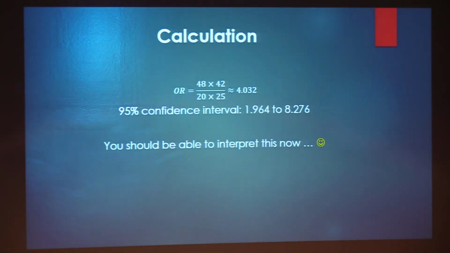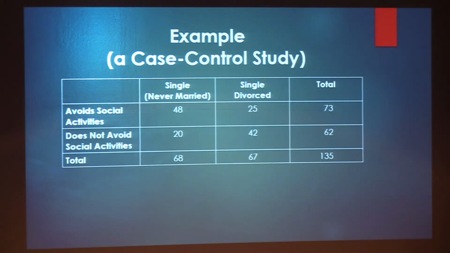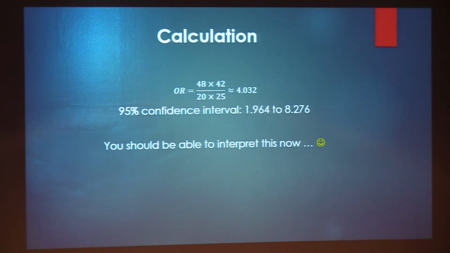If it's a case control study, the risk ratio cannot be calculated here, but the odds ratio will do. When we cross multiply the numbers in the table, you get 4.032, and the associated confidence interval is 1.964 all the way up to a little over 8. So now I can tell which group of single people are more likely to regularly avoid social activities and which one is not.